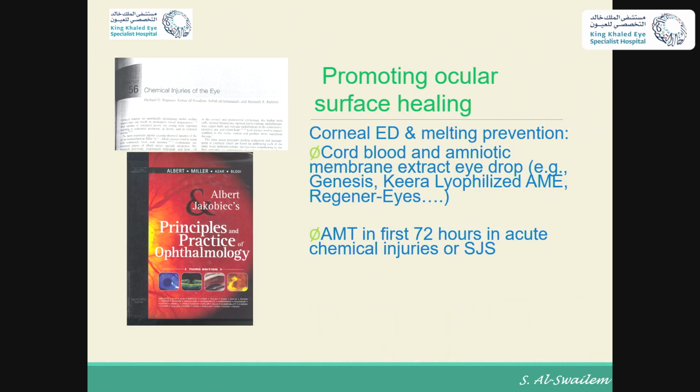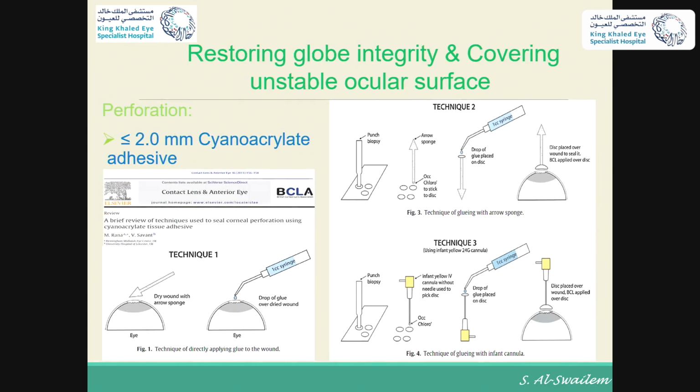One thing I want you to do is, whenever you are in the emergency room and encounter any patient with chemical injury, please refer the patient to anterior segment in the first 72 hours, especially if the patient is having an epithelial defect. Okay, you can manage by yourself, but if the patient has an epithelial defect, I would advise you to refer the patient to us, because this is the window for us to do the amniotic membrane. There is a lot of evidence in the literature, proven by prospective comparative studies, that the success rate will be much higher if you do the amniotic membrane in the first 72 hours in acute chemical injuries. After that, the importance of doing it will be less.